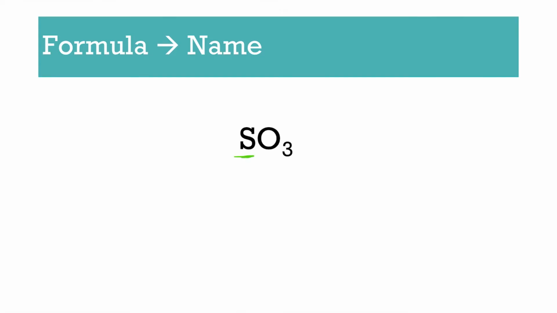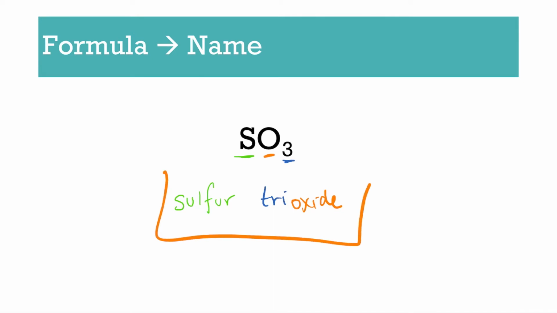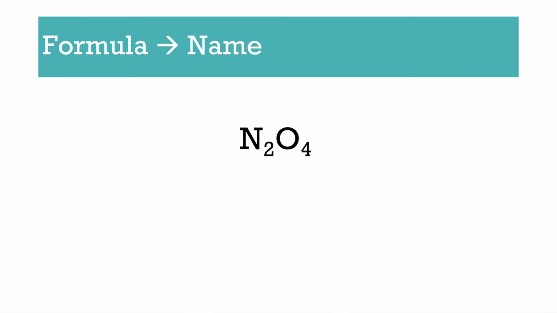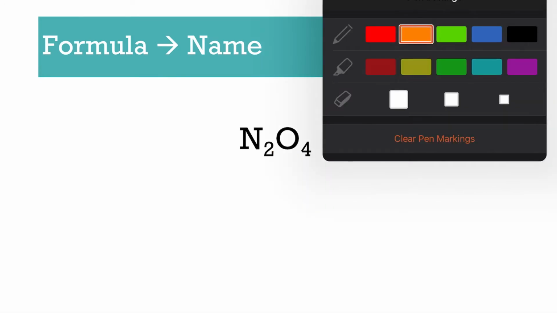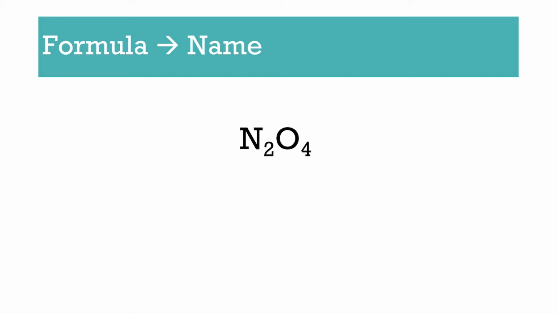So here we have sulfur, and there's only one of them. So go sulfur. Then you have 3, so that's tri, and then different color. O is oxide. So you get sulfur trioxide. That's it. Okay, the next one, N2O4. Go ahead and try that one.